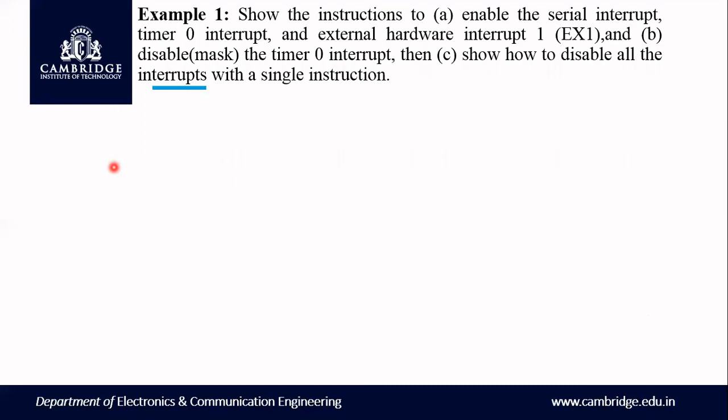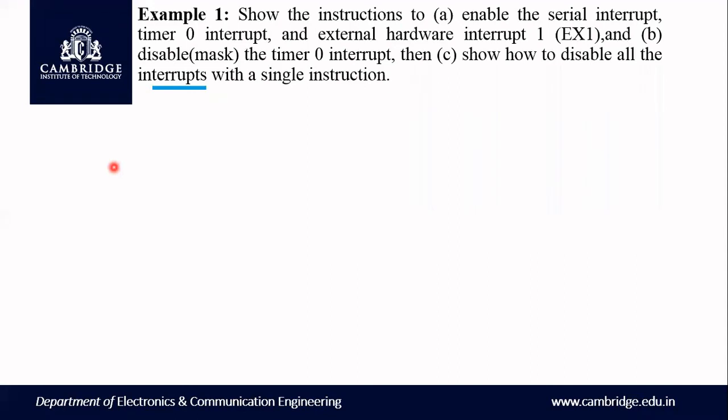Let us take one example. Through an example, we can understand how to enable the interrupts. In this example, you are asked parts A, B, and C. In part A, you are asked to enable the serial interrupt, timer 0 interrupt, and external hardware interrupt. For these three interrupts, which bits in the IE register do we need to set to 1?